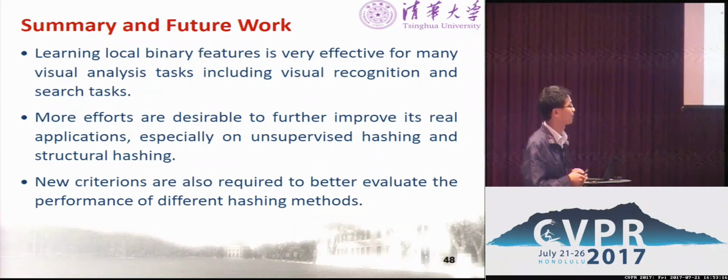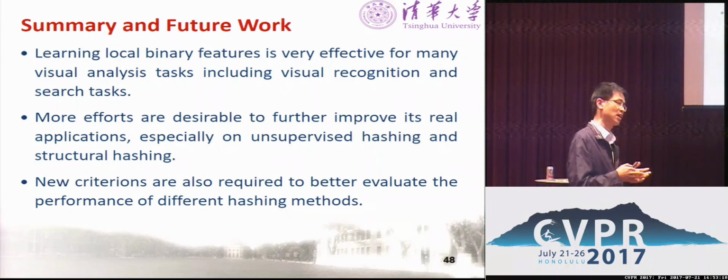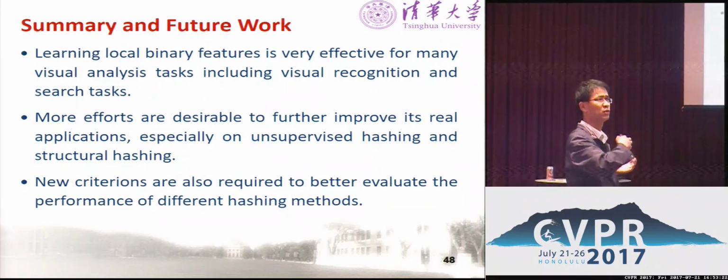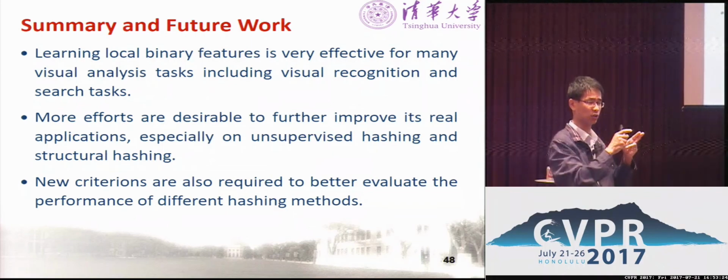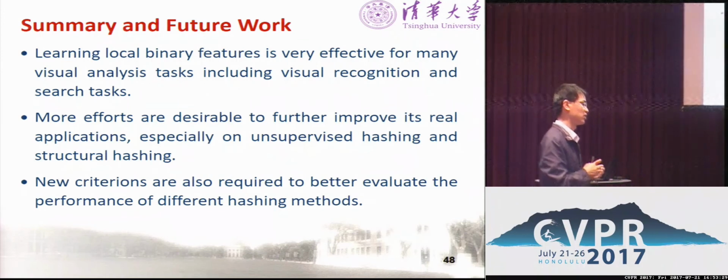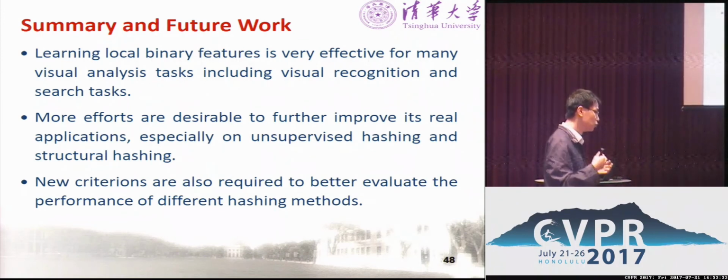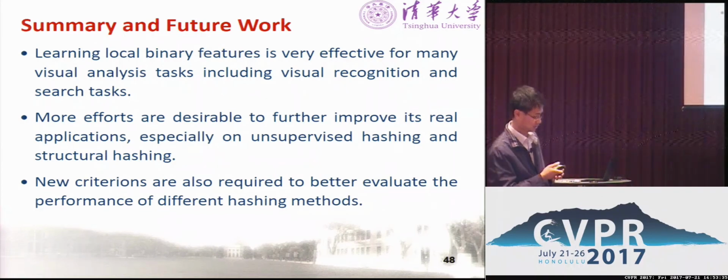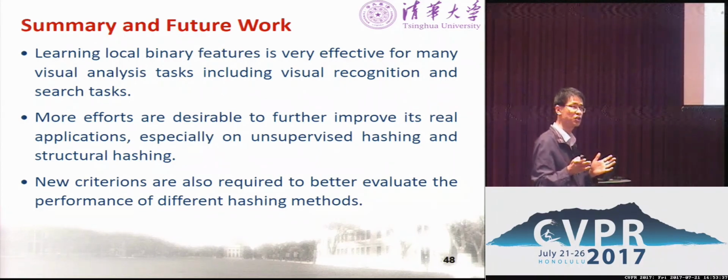The last point is that new criteria are also required to better evaluate the performance of different hashing methods. For example, previously we just used MAP. The MAP criterion is similar to the recognition rate, but in this case the difference between visual search and visual recognition is not highlighted. In visual search, the setting is usually somewhat different from visual recognition. So with new criteria, we can better describe the difference between visual search and visual recognition, though MAP should still be preserved.